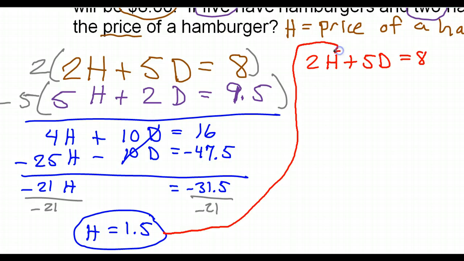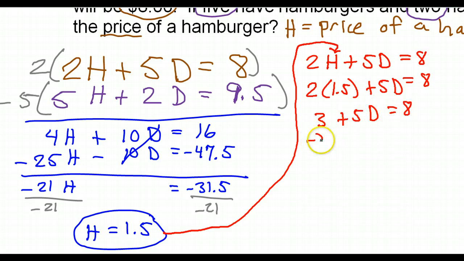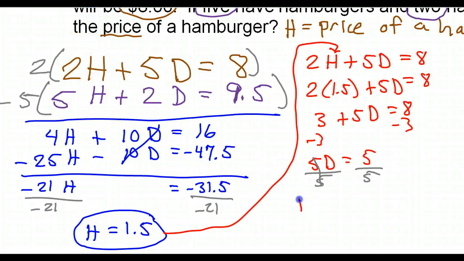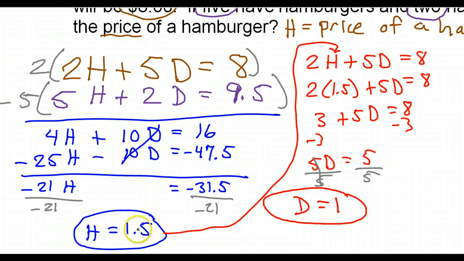So if I take this and put it in for h, that'll give me 2 times 1.5 plus 5d is equal to 8. So that's going to be 3 plus 5d is equal to 8. Subtract. So that's going to give me 5d is equal to 5. Divide. And that is going to give me d is equal to 1. All right, so a hamburger is $1.50 and a hot dog is $1.